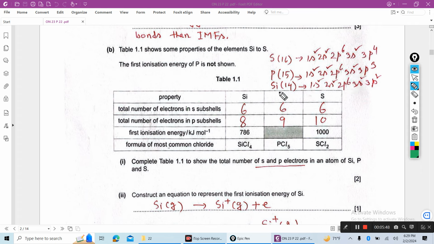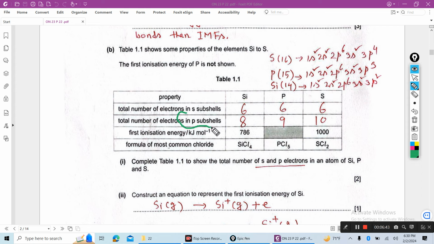Okay, now count the P orbital, P subshell. Phosphorus: 1s2, 2 electrons, 2s2, 2 electrons, 2 to 4, 3s2, 2 electrons, 2 plus 2 plus 2, 6 electrons. The S orbital contains 6 electrons. Now sulfur: 1s2, 2s2, 2 plus 2 is 4, 3s2, this also gives 6 electrons. That means silicon, phosphorus and sulfur all have 6 electrons in their S orbitals or S subshell.